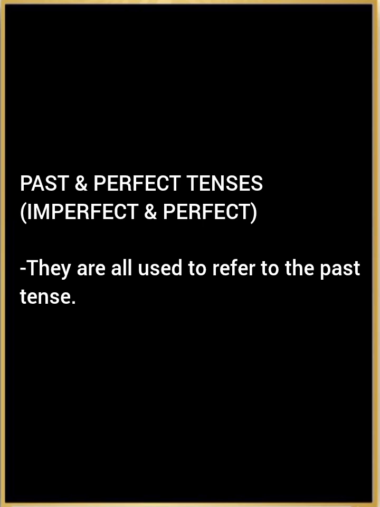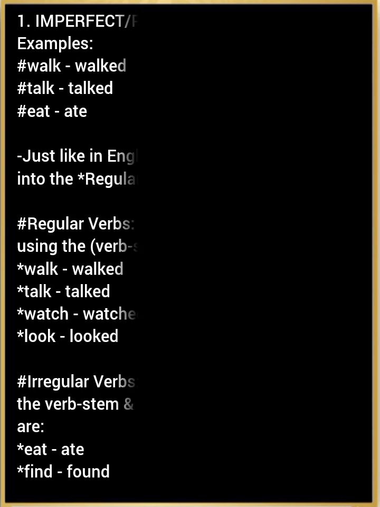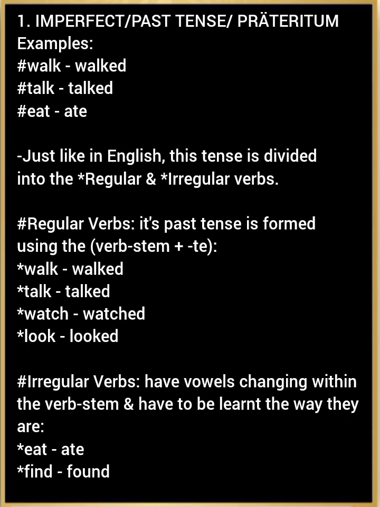So let's go ahead. The topic is on the imperfect and perfect tenses. Now, they're proceeding to tell you that they are all used to refer to the past tense. Let's begin with the first one, that is the imperfect tense. We call it imperfect tense or commonly known as past tense. In German it is Präteritum. Okay? So remember it's the imperfect tense, which is the same as the past tense. All right? So let's now talk about this past tense.